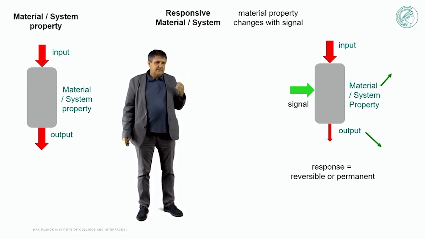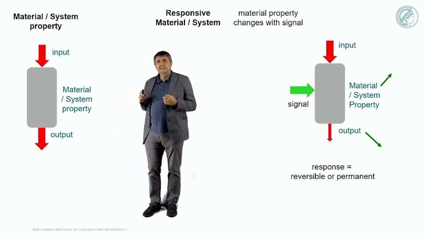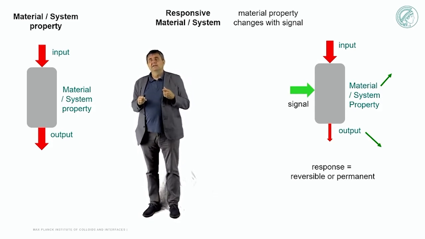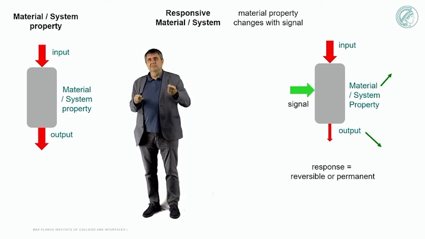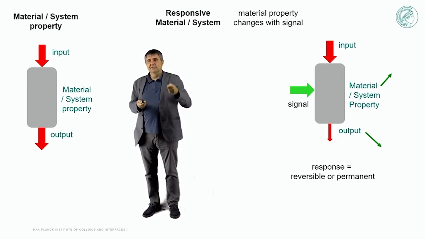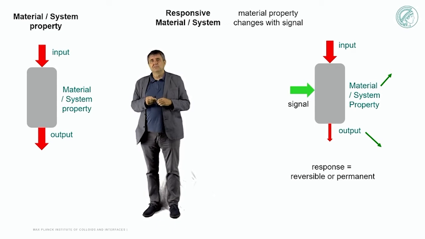So what do we understand under the concept of responsive materials? First, a material itself. Now, a material is something where you have an input and an output, and the relation between input and output is the material property. So for example, you apply a voltage and you get out some current, and then the property that relates the two is the resistivity.